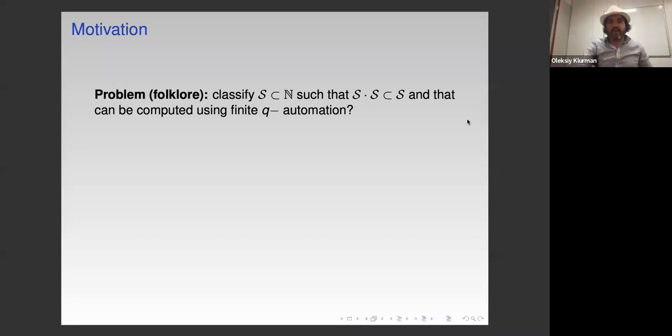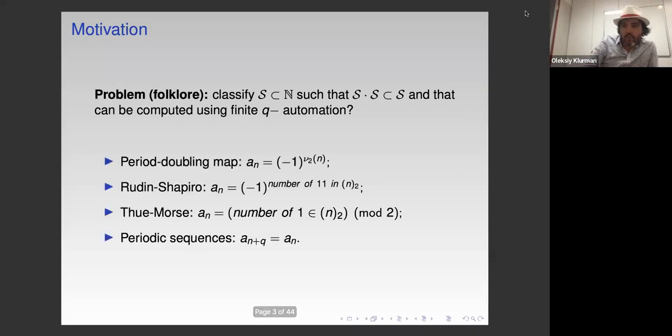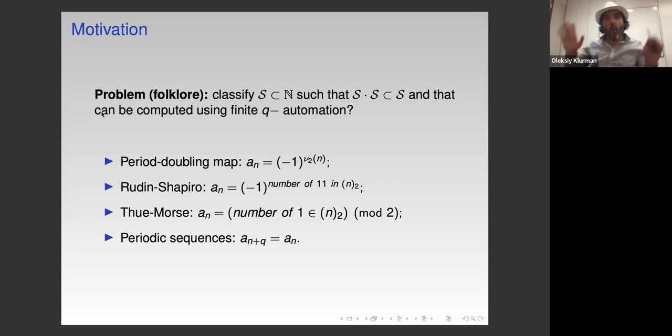To set up this theme, let me tell you what I mean by automatic sequences and try not to go even to the precise definition immediately. Examples of such sequences are the period doubling map. The way I think about automaticity, those are the sequences whose defining rule is via the digit representations. To me, that's going to be enough. The map is (-1) to the two-adic valuation of n. So this is one of the examples of such a sequence.